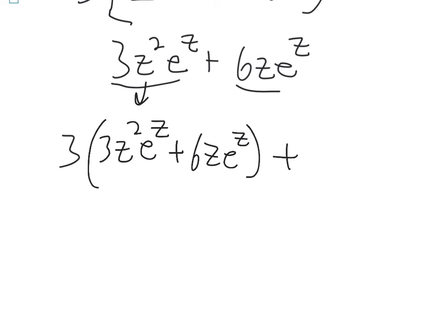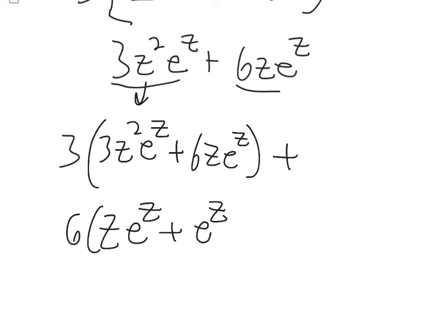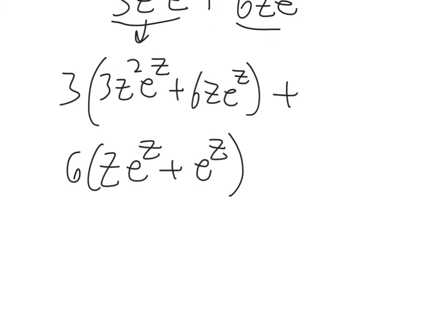Plus, so now I've got a 6, and I've got z times e to the z. Well, what's the derivative? So z times the derivative of e to the z is the same thing, plus e to the z. And what's the derivative of 1z? Just 1. So I think they're going to ask us to clean this up a little bit. So why don't we? Let's see. So that becomes 9z squared e to the z plus 18z e to the z.